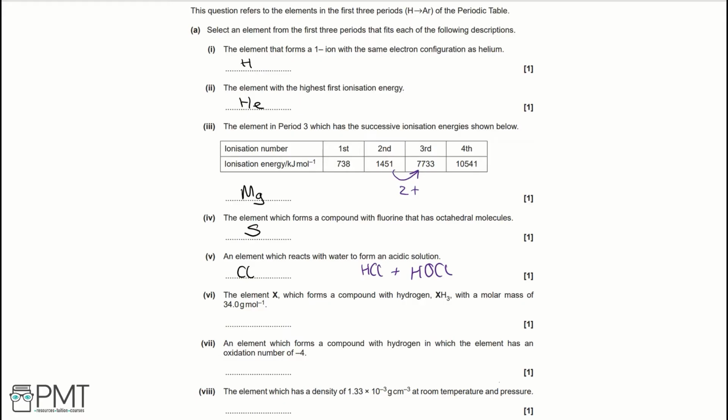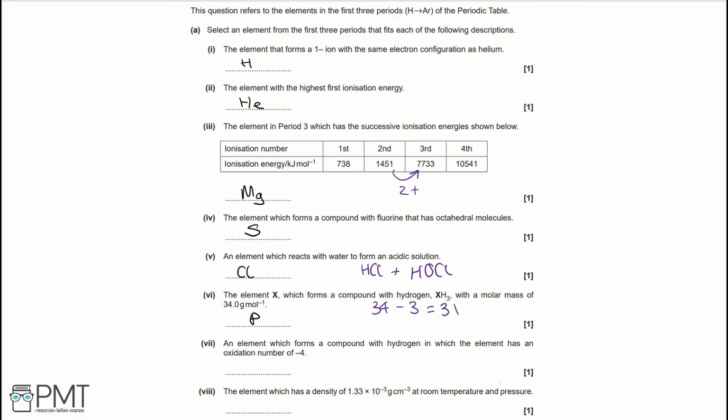Part 6. The element X which forms a compound with hydrogen XH3 with a molar mass of 34 grams per mole. What this question is saying is that the relative formula mass of the compound XH3 is 34. So to work out the relative formula mass of X, we would do 34 minus 3, because that's the relative formula mass of H3, and that gives us 31, and the element with the relative formula mass of 31 is phosphorus. So to get the mark for part 6, we write phosphorus on the answer line.